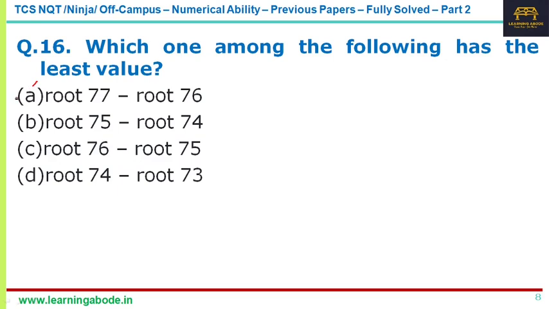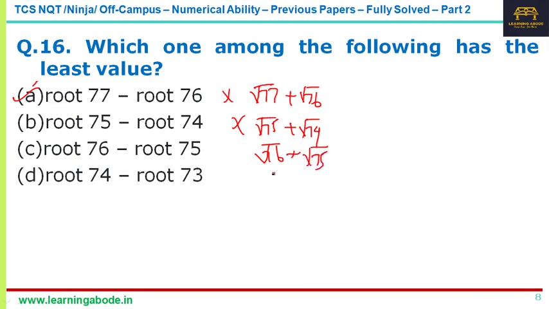Now, what we normally do is, when we have this, we just multiply by the conjugate. So when I say conjugate, here you will multiply by root 77 plus root 76. Here you will multiply by root 75 plus root 74. Here you will multiply with root 76 plus root 75. Here, of course, root 74 plus root 73. Now, all this gives you 1. All this gives you 1. Now, the product is equal.